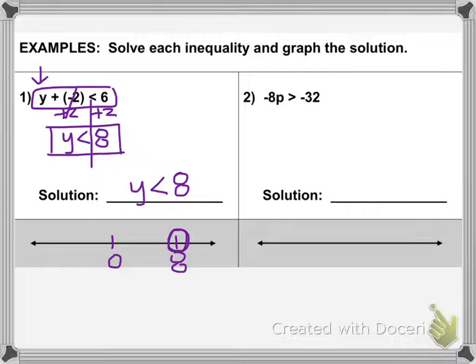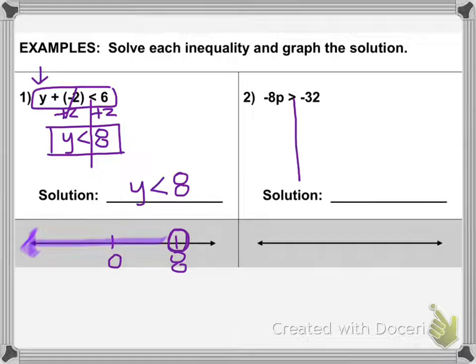That means we're not including the number 8. We're just including numbers less than or right up to 8. And then we're going to shade everything to the left. So when your variable is on the left side of the inequality symbol, the symbol will actually point in the direction that you shade. That's why we're shading to the left. Okay? All right, let's try another one.